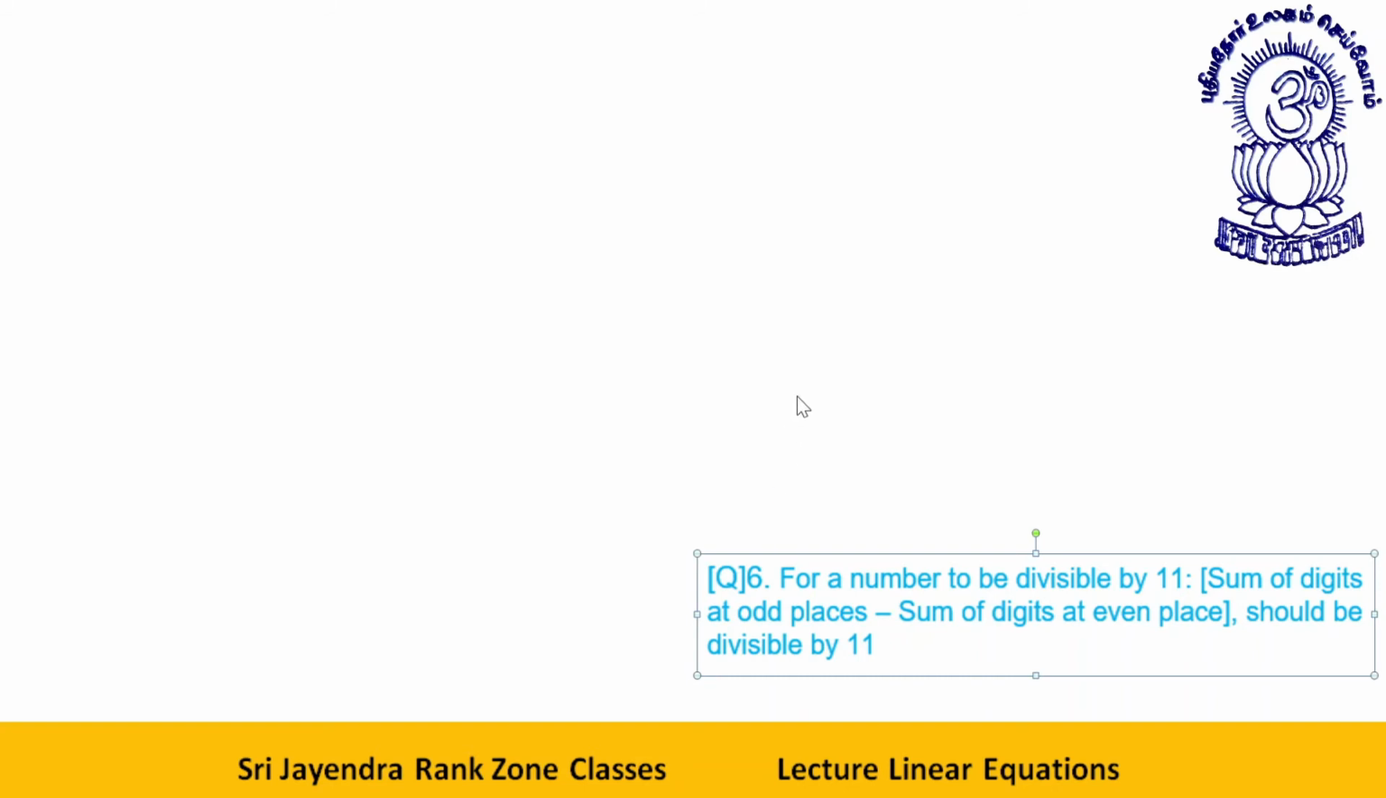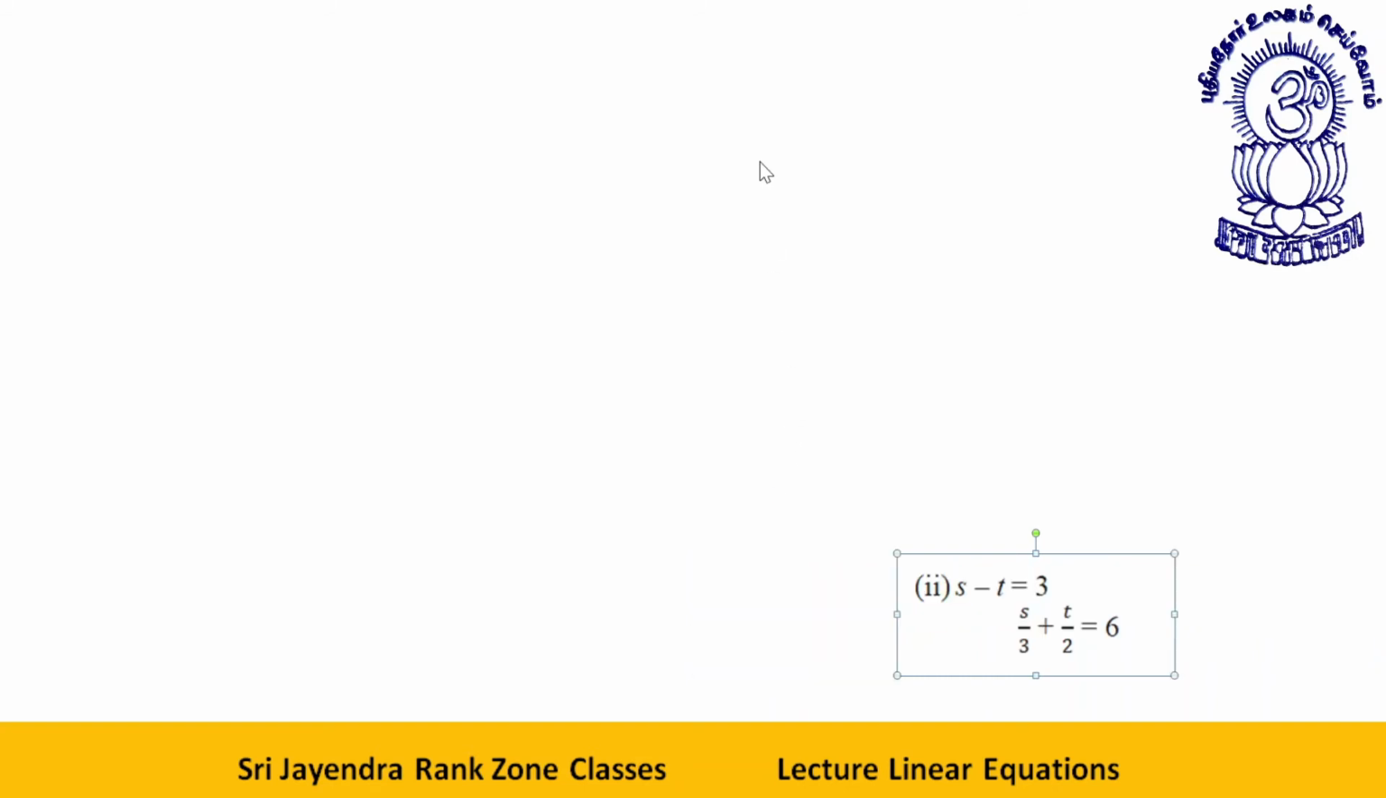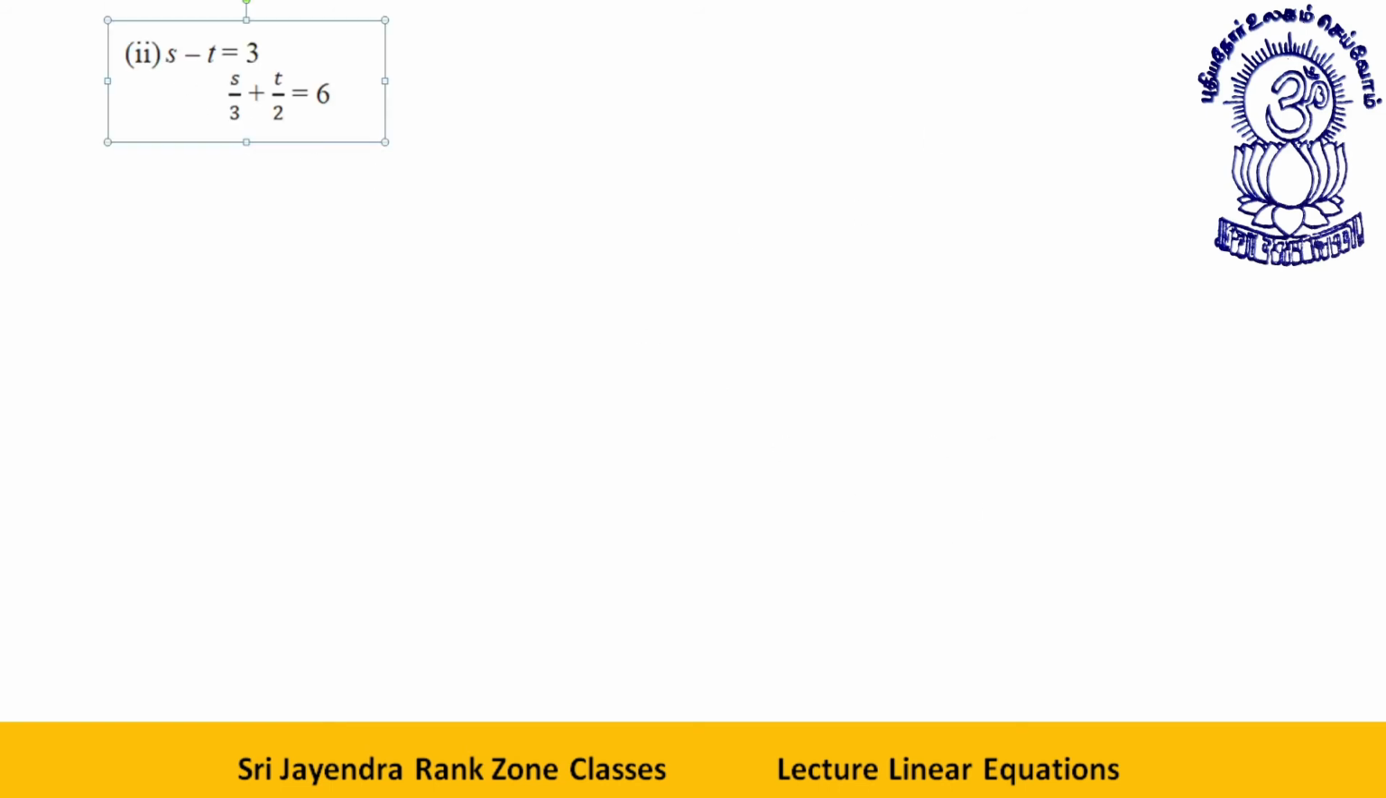The next question we have is, we have to solve the given system of equations. We are given s minus t is equal to 3. Okay, dear students, see, s minus t is equal to 3 and s by 3 plus t by 2 is equal to 6. You can solve it the way you want. What I'll do is, this is s minus t is equal to 3.